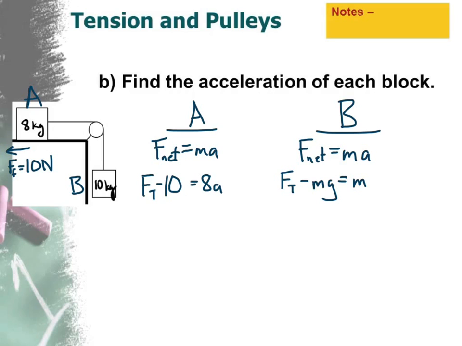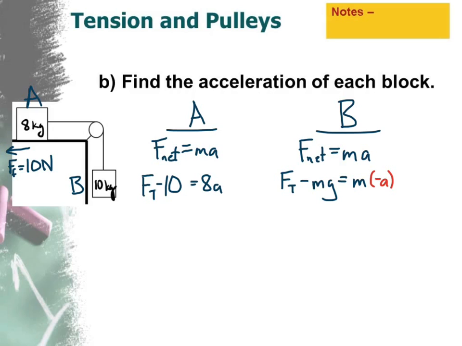You'd probably think I would just put MA here, but let's think carefully. If this block A is accelerating to the right by a value A, which direction will this block B be accelerating? Well, it's going to be accelerating down. So instead of putting MA in here when I'm filling in each of my values, I'm going to put M times negative A.